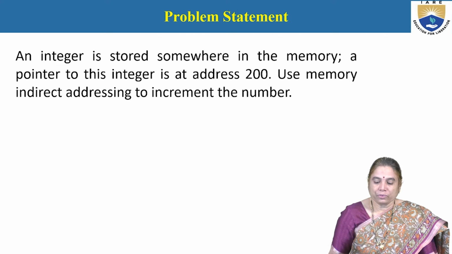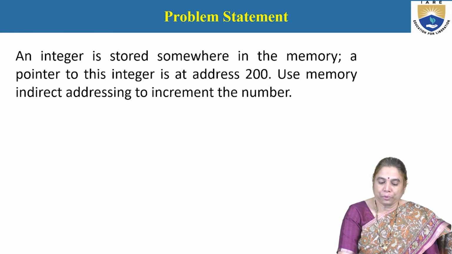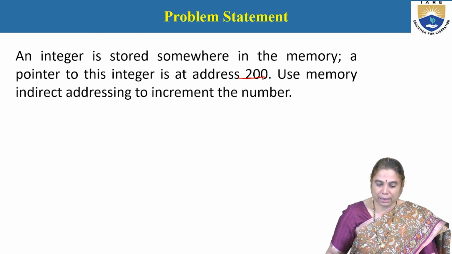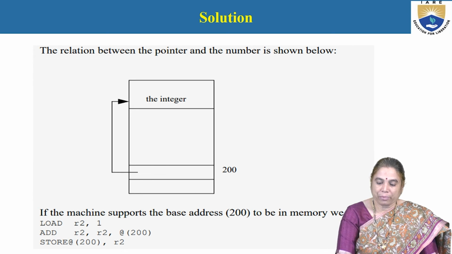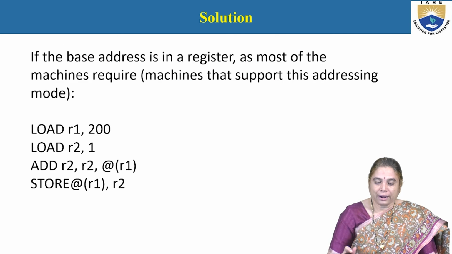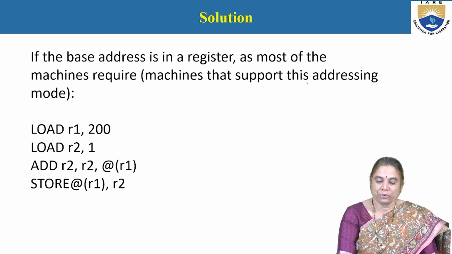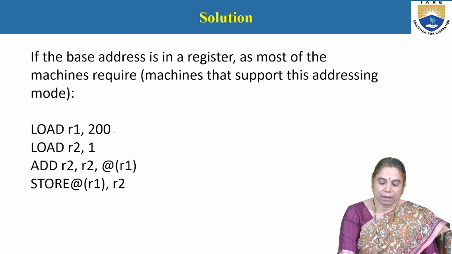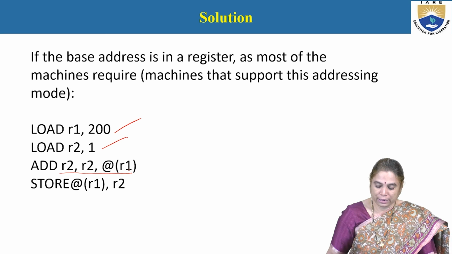An integer is stored somewhere in the memory. A pointer to this integer is at address 200. Use memory indirect addressing to increment the number. So the relation between pointer and the number is stored. The pointer is used to store the address of the next memory location, and it can be shown here with the help of @. If the base address is in a register, as most machines that support this addressing mode require, load R1, 200, load R2, 1, add with 3 addressing mode and store the result.